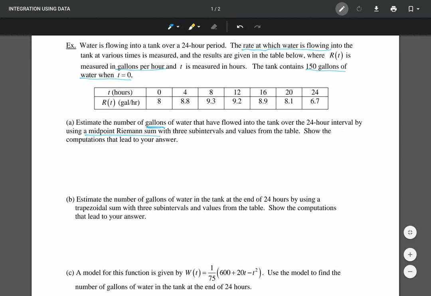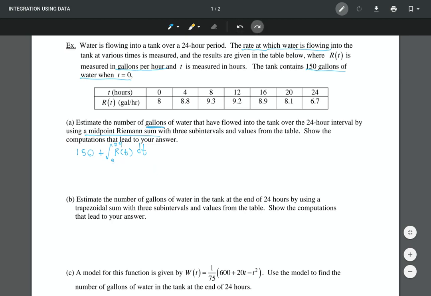So what you would write first, and this is the part that a lot of you may get wrong: you started off with 150 gallons of water in the tank, so you have to add that into your equation. Now you're going to add the integral of whatever this function may be between 0 and 24. This represents the amount of water that flowed into the tank over a 24-hour period. One more time: this represents the amount of water that flowed into the tank over a 24-hour period.